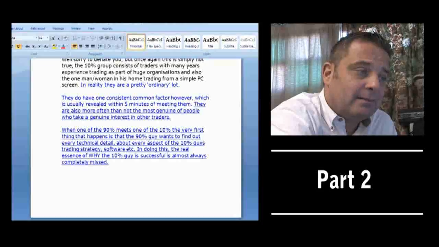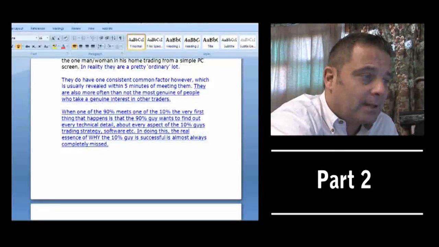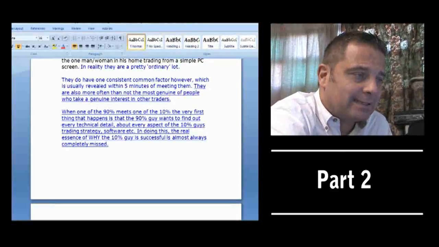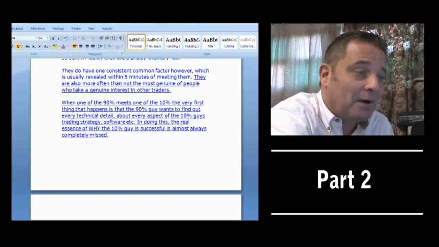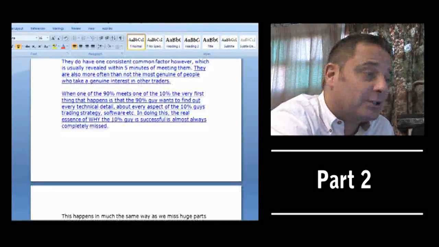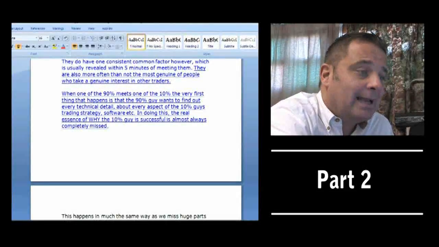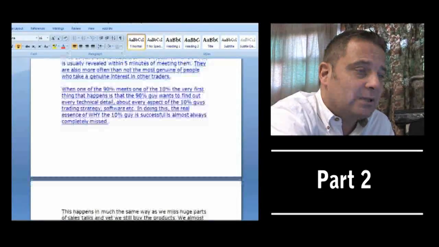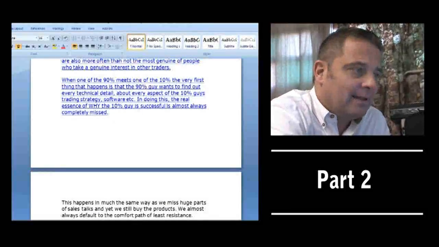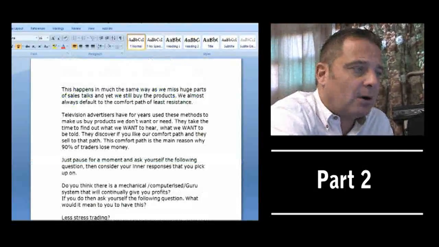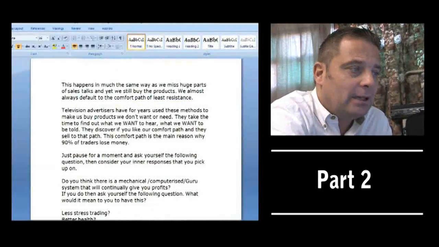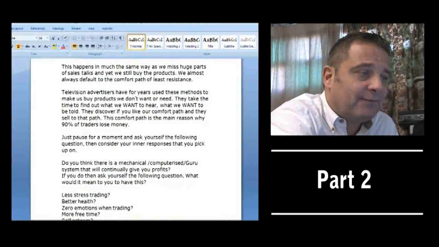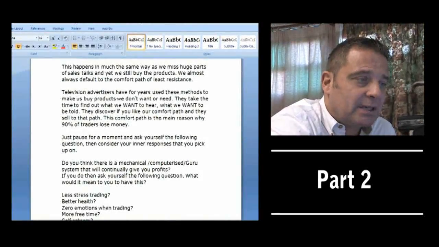When one of the 90% meets one of the 10% for the very first time, the first thing that happens is that the 90% guy wants to find out every technical detail about every aspect of the 10% guy's or girl's trading strategy, software, etc. In doing this, the real essence of why the 10% guy or girl is successful is almost always completely missed. This happens in much the same way as we miss huge parts of sales talks and yet we still buy the products. We almost always default to the comfort path of least resistance. Television advertisers have for years used these methods to make us buy products we don't want or need.